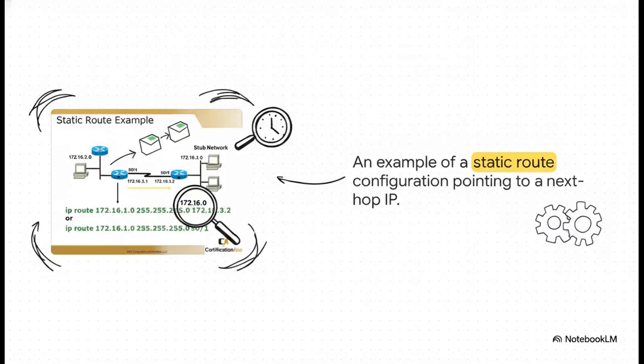And here is what that actually looks like under the hood. Take a classic static route command. By typing IP route followed by the destination network and a subnet mask, the administrator is explicitly telling router A, hey, if you want to reach network 172.16.1.0, you must throw the data over to the next hop IP address of 172.16.3.2. It is rigid, it's precise, and it is completely manual.